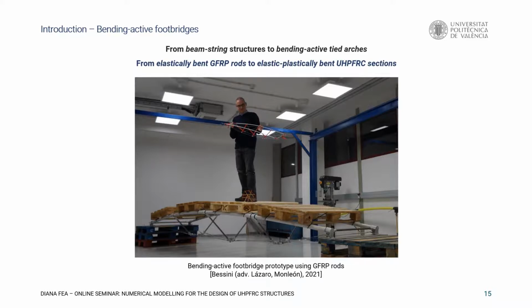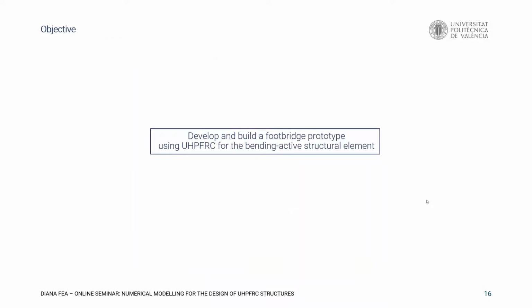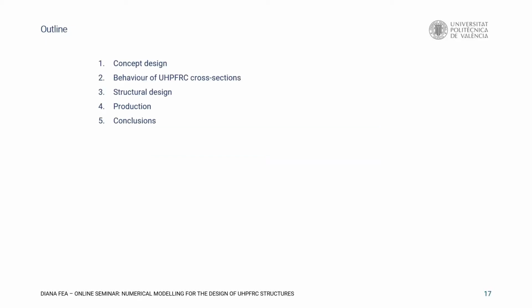So this is a bending active bridge built with GFRP in our laboratory, in this case with very slender GFRP rods. And the question is now, can we replace these GFRP rods by a UHPFRC cross-section? And can we develop and build a footbridge using this material for activating bending? Well, this is what we did, and this is what I am going to speak now about. So first the concept, then the behavior of the cross-section, the structural design, the production, and some conclusions and outlook.